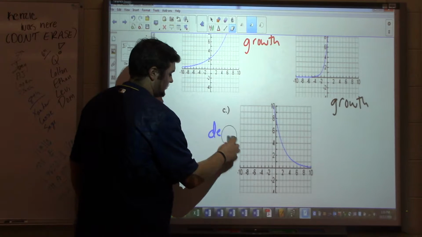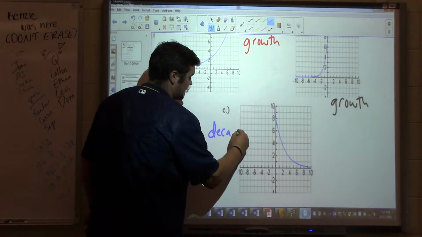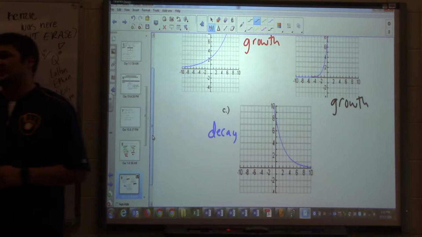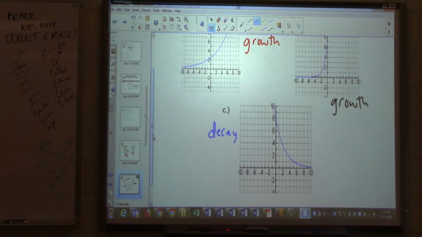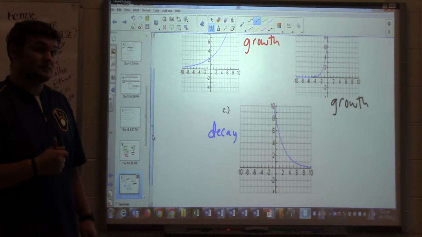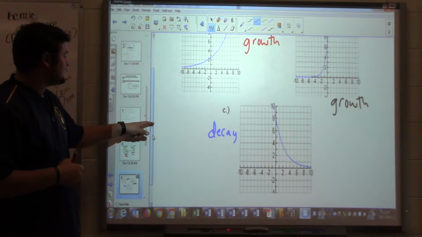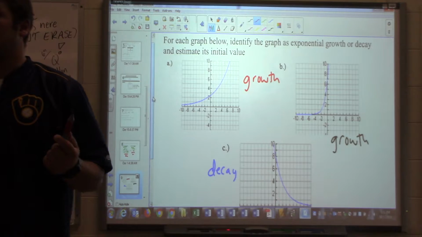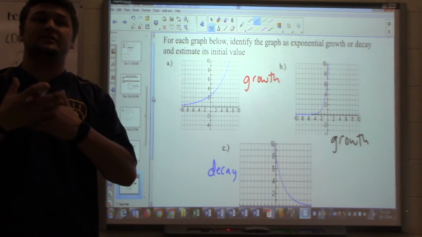That's ugly. Decay. Good. So it's going down from left to right. Now it also asks you to list the initial value. What do you think its initial value is? What does that mean? What do you think, Colton? I said where it crosses the y-axis. Where it crosses the y-axis. That's perfect. It's exactly where x equals 0. Right? We just want to estimate where it crosses the y-axis.